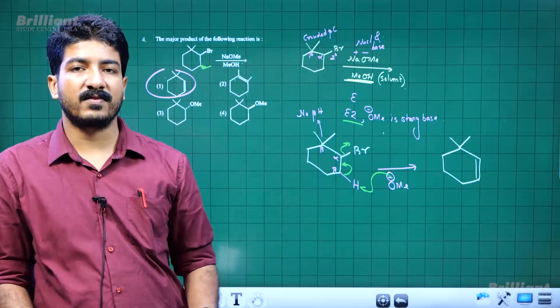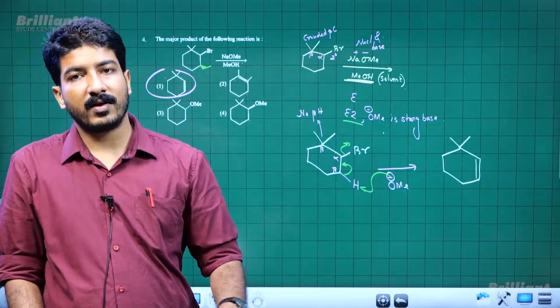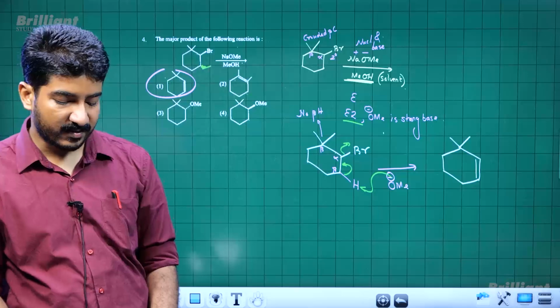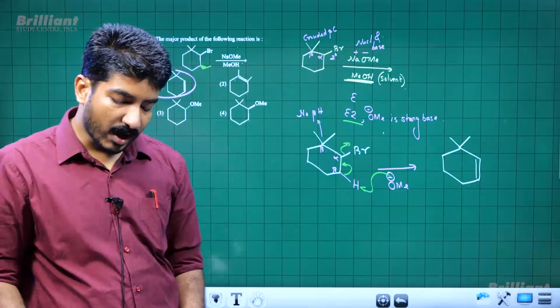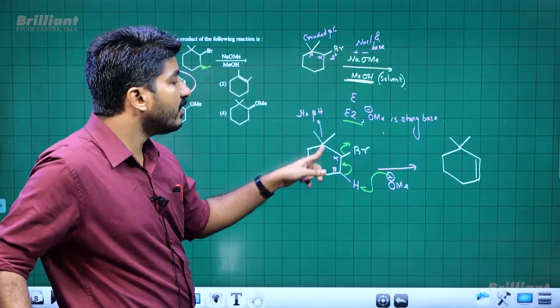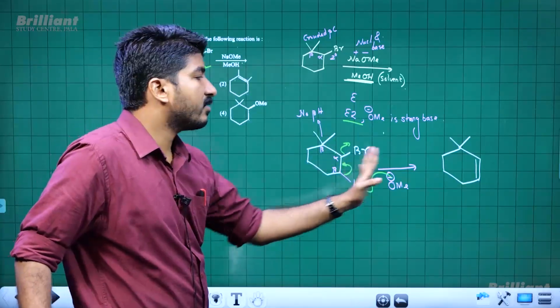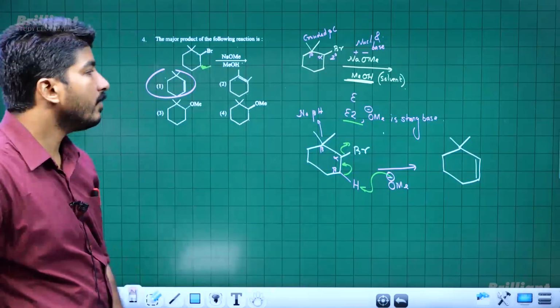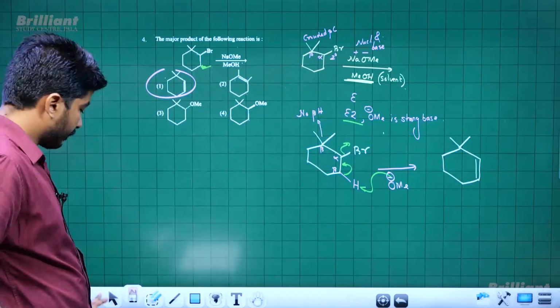In all other cases of E2 reaction and E1 reaction also, the more stable alkene is the major product. If E2 reaction is happening, then it has to occur in a single step. Therefore, if hydrogen is not present there, hydrogen will be taken from here and the corresponding alkene will be formed. So that is the final product.